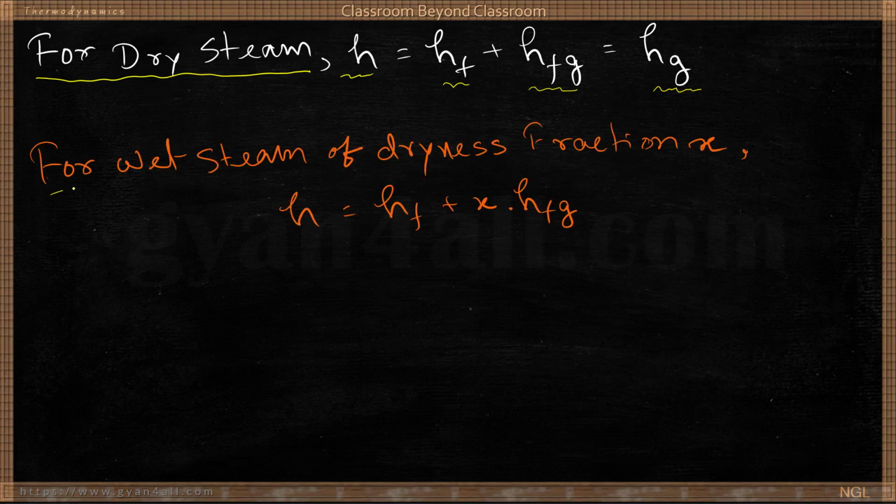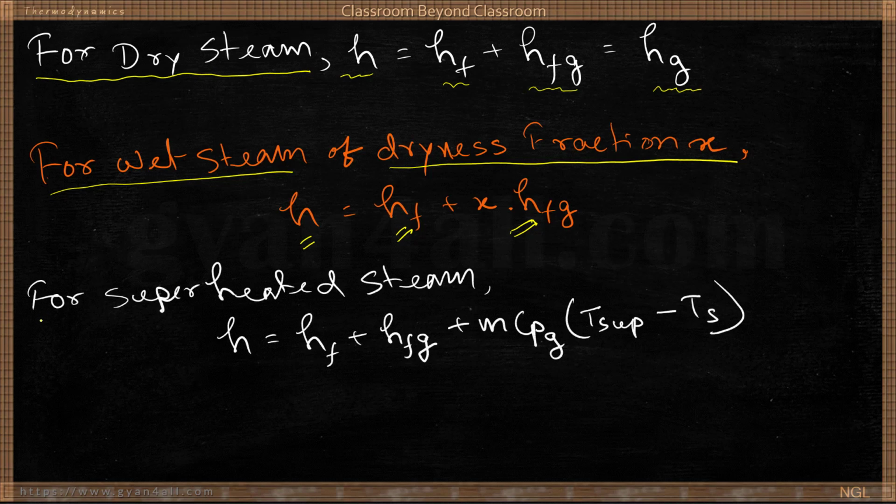Wet steam: if the steam is wet and it has a dryness fraction of x, then total heat is equal to sensible heat plus heat of the dry part. What is that? x multiplied by latent heat. That is the total heat for wet steam.